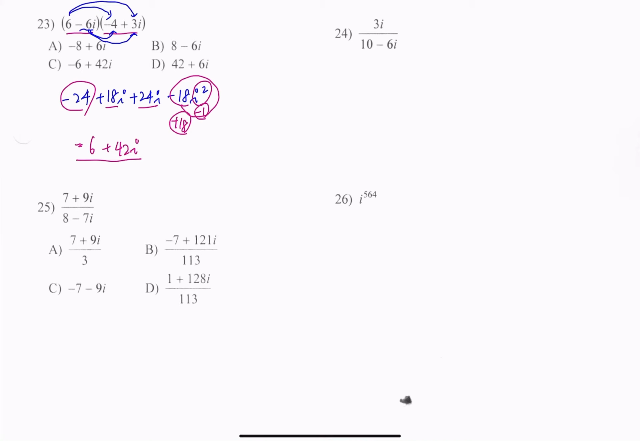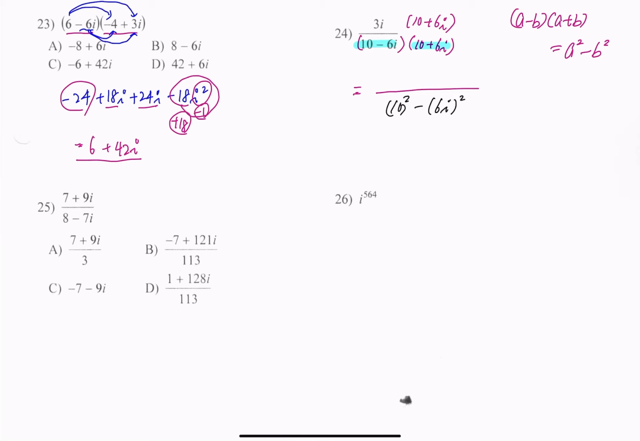Number 24, okay. If there is a binomial in the denominator, to simplify this fraction, you should multiply by the complex conjugate of the denominator, which is 10 plus 6i. You multiply 10 plus 6i in the numerator and denominator. In the denominator, to simplify this form, we need to use this: a minus b times a plus b form, which is a squared minus b squared. So the denominator will be 10 squared minus 6i squared.